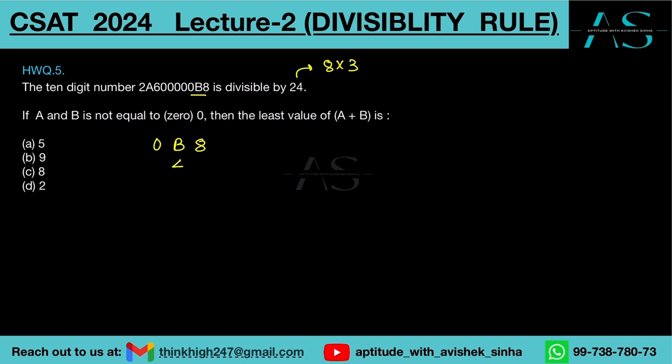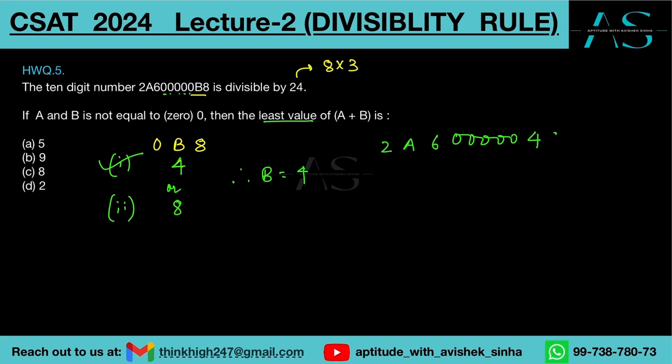B could be either 4, it becomes 48, or 8. We have 2 possibilities for B. But look at the question. We are looking out for the least value. Therefore, we'll go with the first option, that is B is equal to 4. Now, let's rewrite this. So we have 2A6, 1, 2, 3, 4, 5. Then we have B. So I'll write in place of B as 4 and then 8.